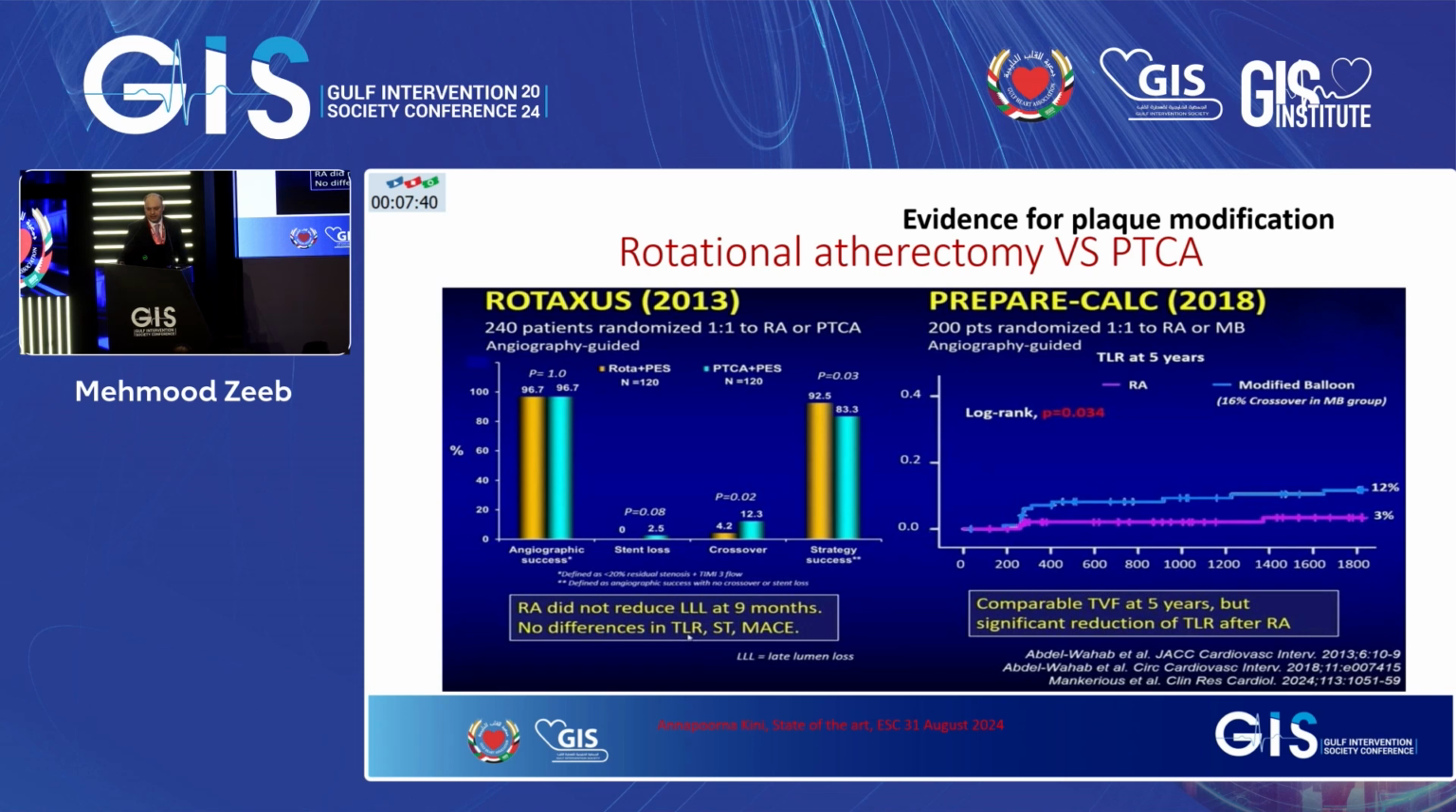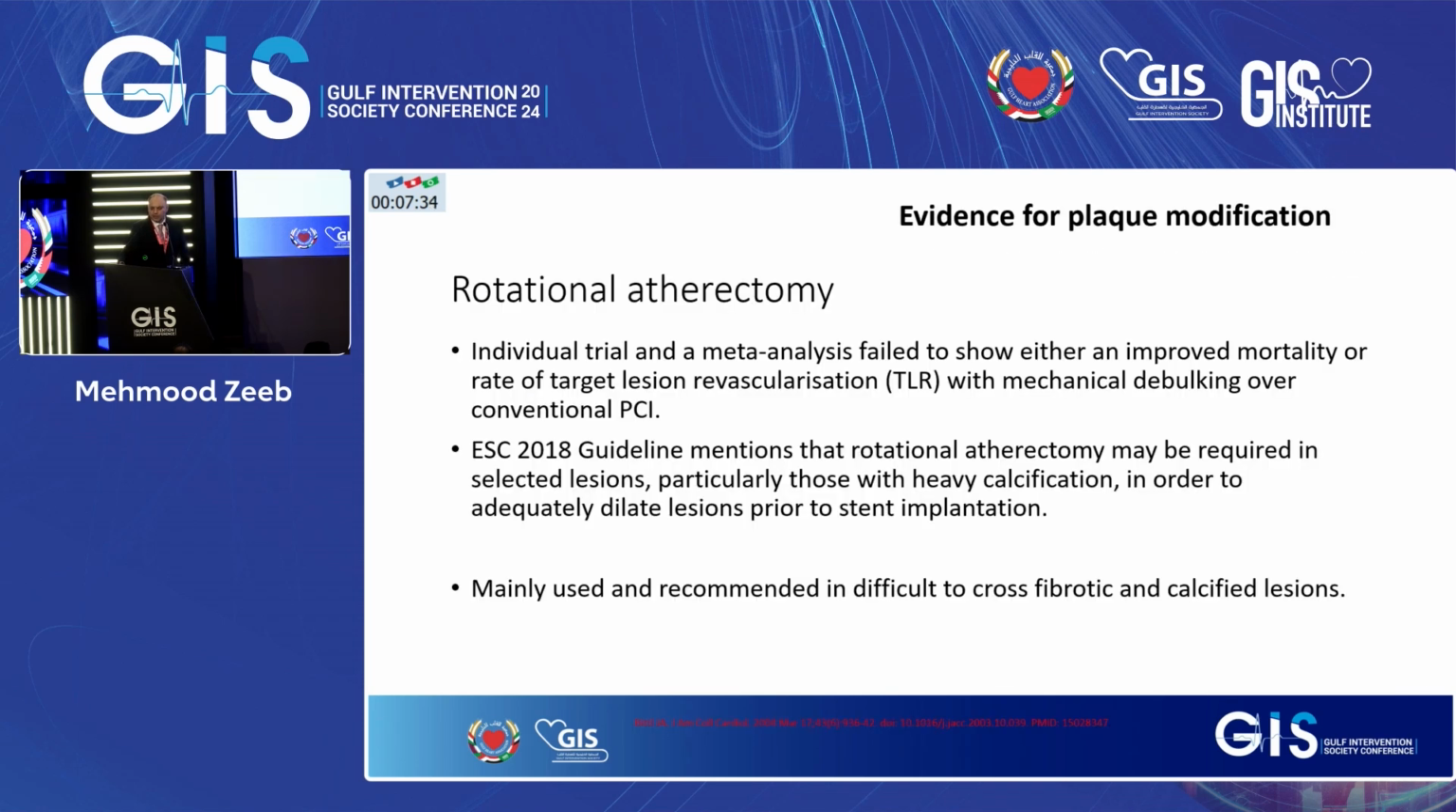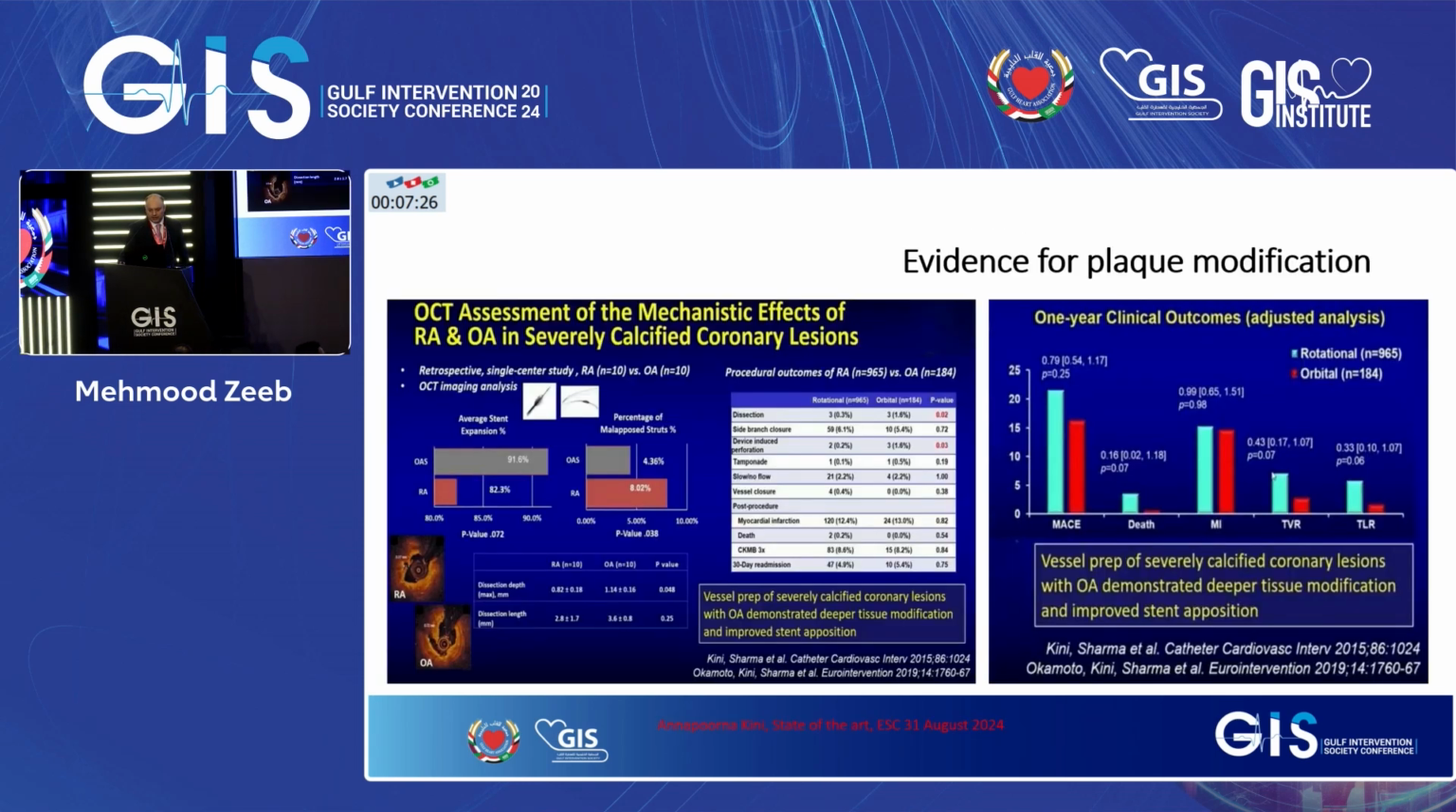The ROTAXUS trial, the PREPARE-CALC trial, and all other trials showed no benefit over conventional angioplasty. The comparative study of rotational atherectomy and orbital atherectomy showed that orbital atherectomy might be helpful in deeper tissue modification and improved stent expansion.